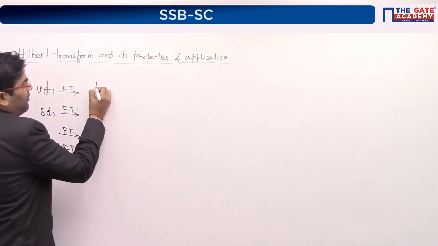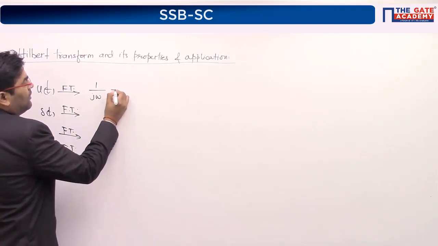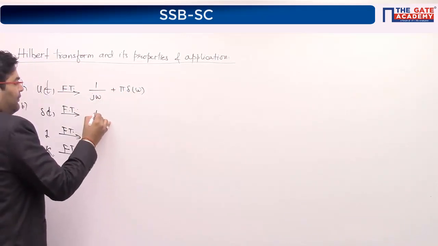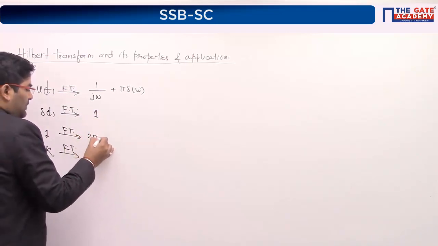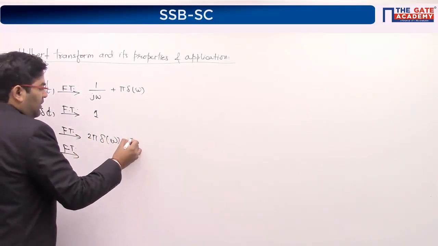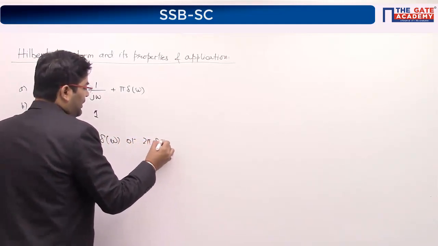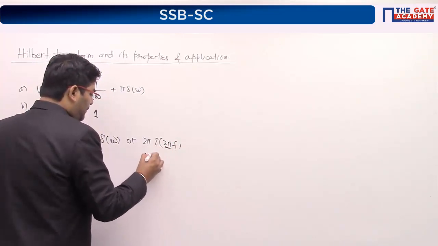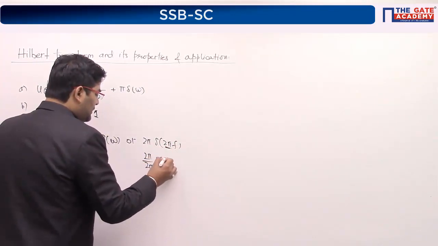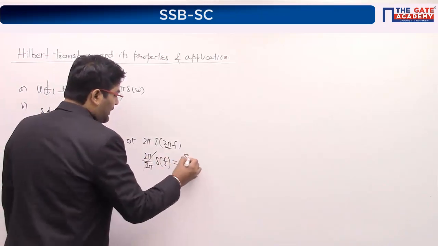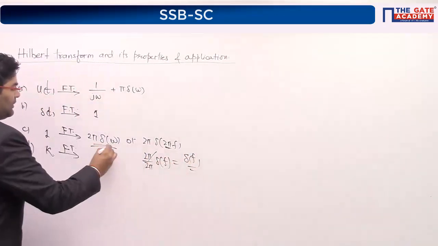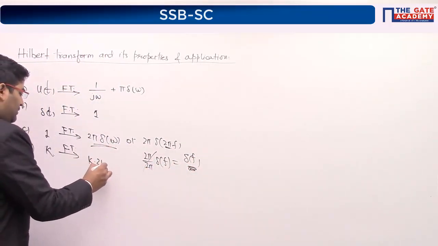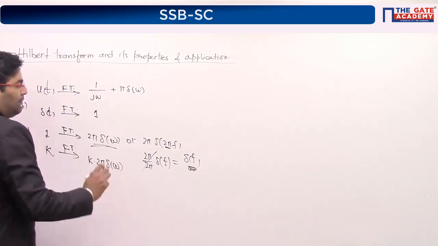The Fourier transform of u(t) is 1 upon j omega plus pi delta(omega). First of all, the Fourier transform of delta(t) is 1, and the Fourier transform of 1 is 2 pi delta(omega). You can also write delta(omega) as 2 pi delta(f); this 2 pi gets divided out by the property of impulse, so 2 pi cancels. You can also write it as delta(f). This is also correct. The Fourier transform of k, by that logic, will be k times 2 pi delta(omega).